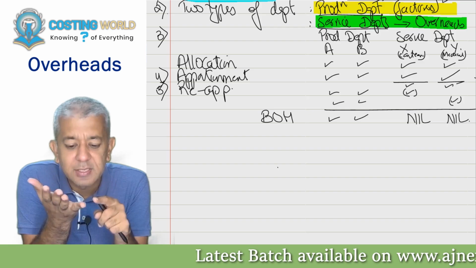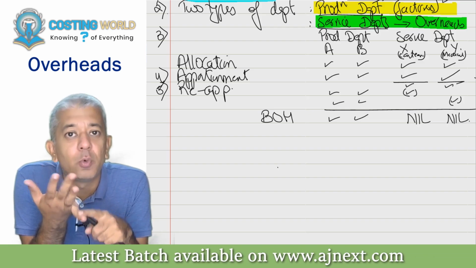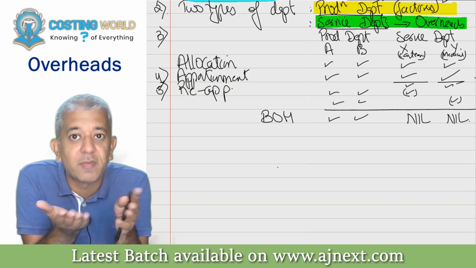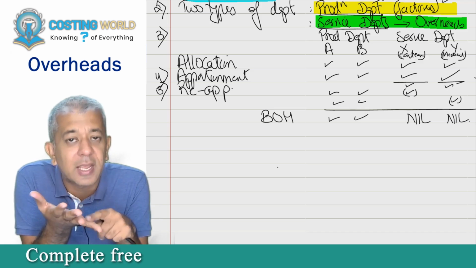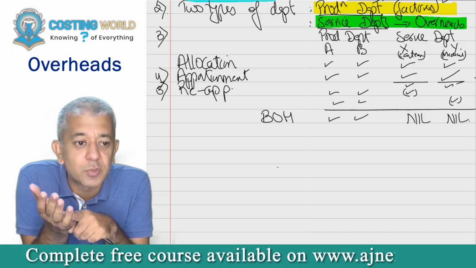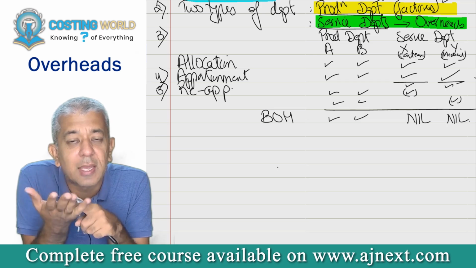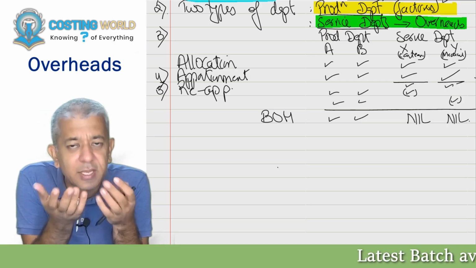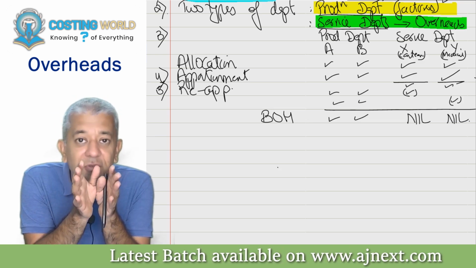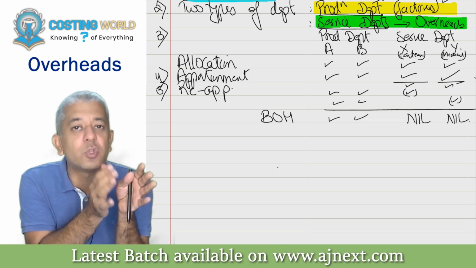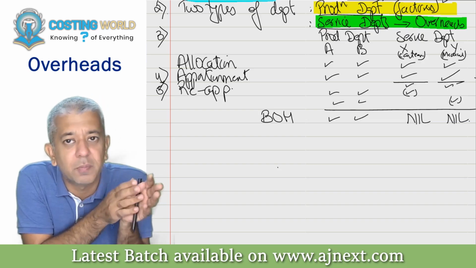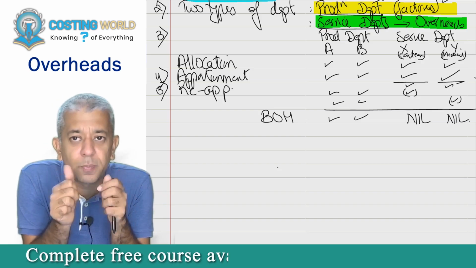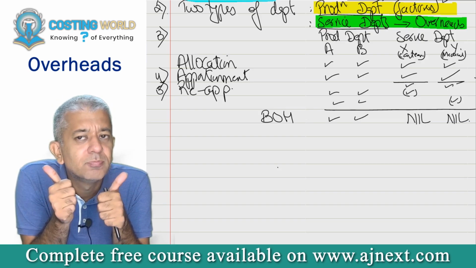Yes. Example, output. Who will produce the output? A and B. Machine hours. Where will machines be there which produce the product? A and B. Where will the labor hours be which produce the products? That will be there in the production departments A and B. So obviously every expense ultimately has to come to your production departments A and B so that it can be charged to your products. Is that all okay? Yes.